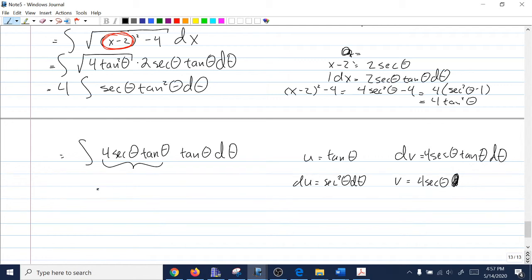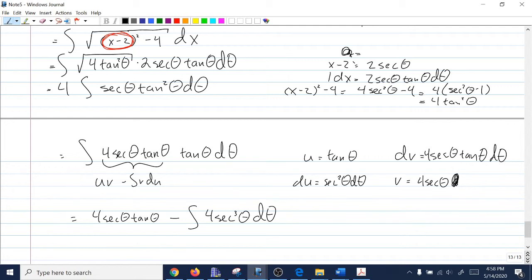Integral by parts formula: I want uv minus integral v du. u times v makes 4 secant theta tangent theta, with no d thetas. Minus the integral of v du, which is 4 secant cubed theta d theta. We turned secant tangent squared into secant cubed. When we integrated secant cubed, we turned it into secant tangent squared. Then we used the trig identity to turn the tangent squared back into a secant squared, so we had secant cubed again. Our goal is to get the original integral back.